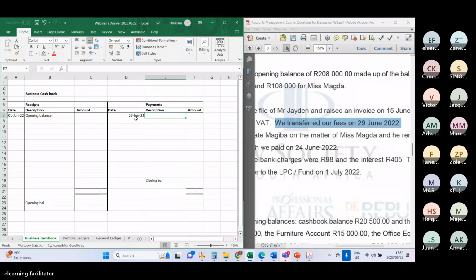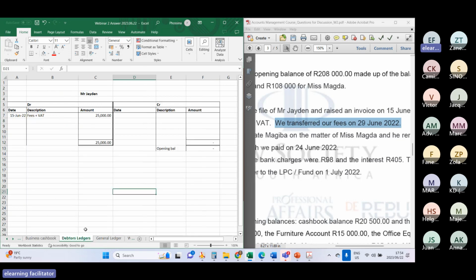Sorry, recording it on the wrong side. 29 June 2022. So it's Mr. Jaden. And it's a trust transfer. And how much are we receiving in our business? 25,000. And then with this transaction, when we go to our data, you see, now we are receiving the money and we are reducing, which shows that Mr. Jaden is not owing the firm anymore.